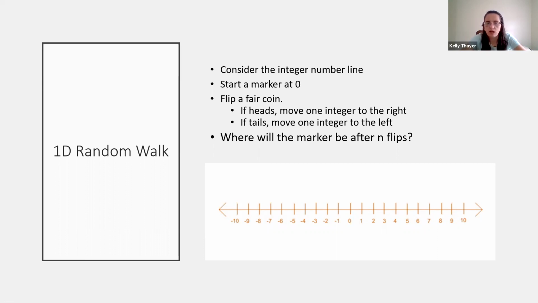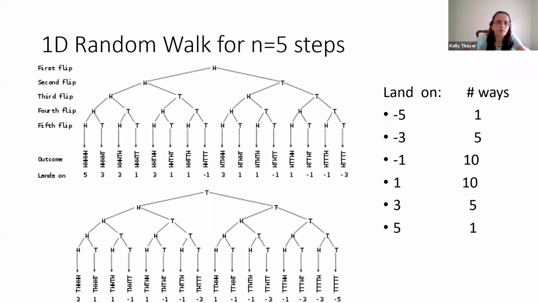So the rules are very simple. If you get heads, you're going to move 1 integer to the right from the 0, and if you get tails, you move 1 integer to the left. And then the big question is, where will the marker be after n flips? We can actually work this out. Let's take n equals 5 just to get something that's reasonably countable.